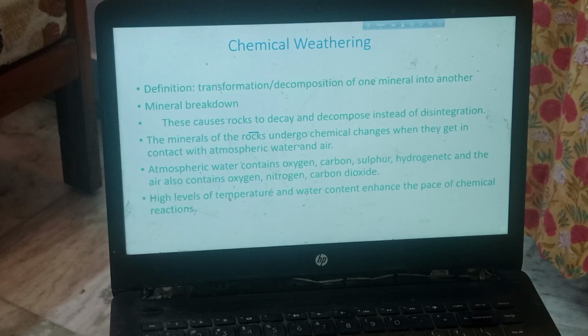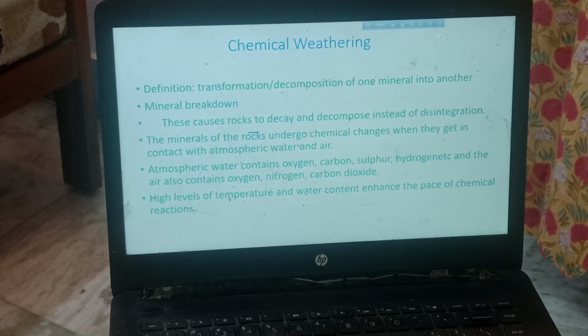So chemical weathering, as you know, is the chemical decomposition of the rocks. So decomposition of one mineral into another. So there is a breakdown in the mineral. So this causes the rocks to decay, to decompose, and instead of disintegration, there is a decomposition of the minerals. The minerals of the rocks undergo chemical changes when they are in contact with atmospheric water and air.